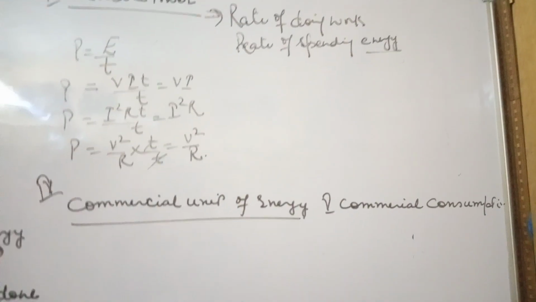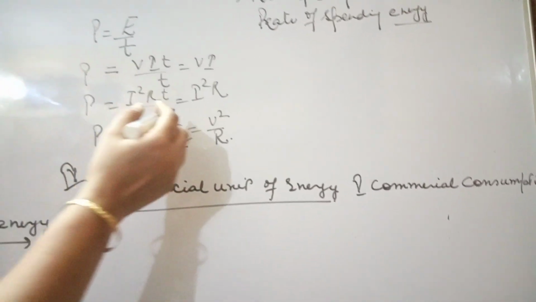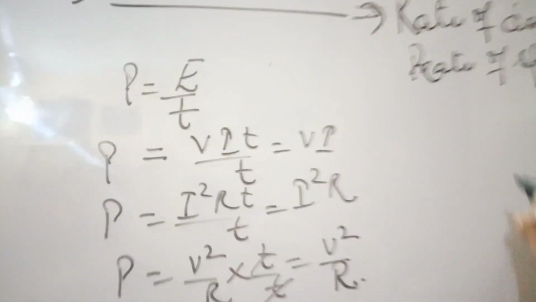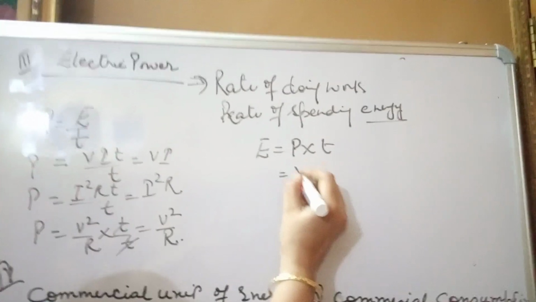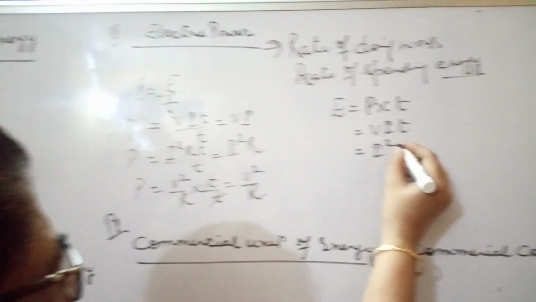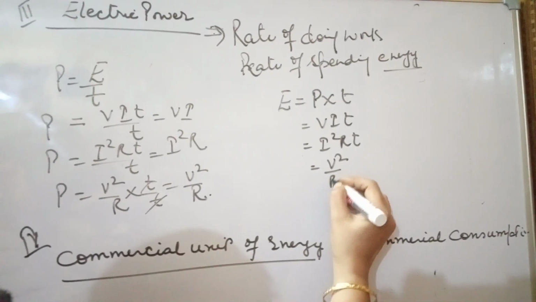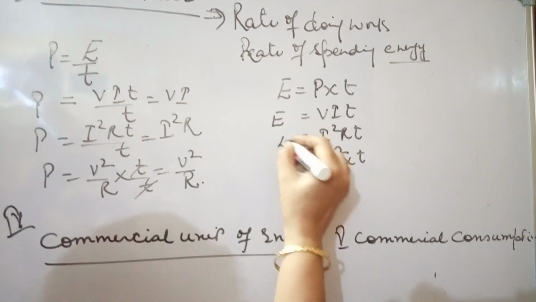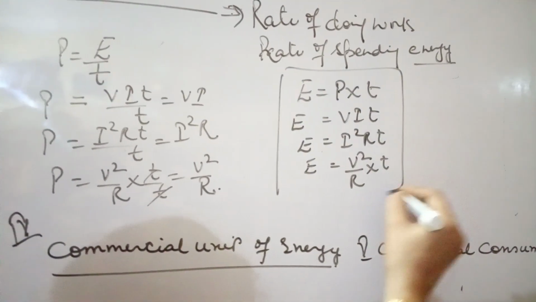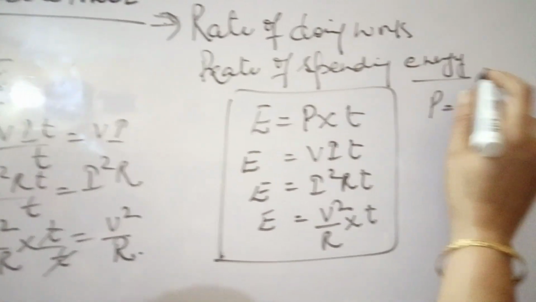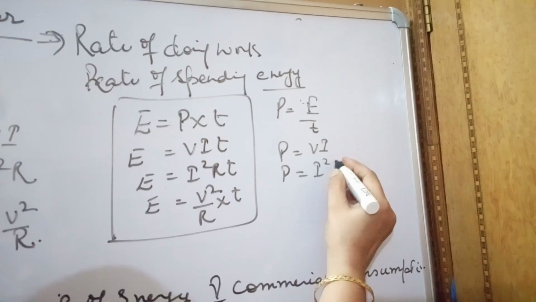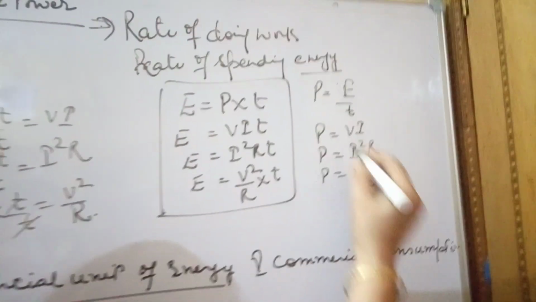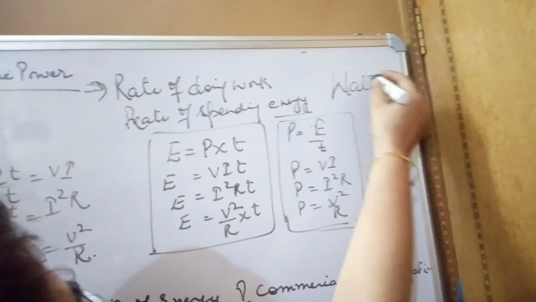So again we got so many formulas for power: E upon T, VI, I square R and V square upon R. If I sum up, the energy formulas: first P into T, second VIT, next I square RT, then V square upon R into T. This is the set of energy formulas. The power formulas: E upon T, VI, I square R and V square upon R. The SI unit of power you know well: watt. Already done.